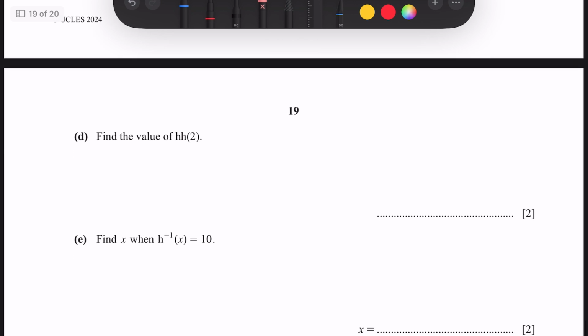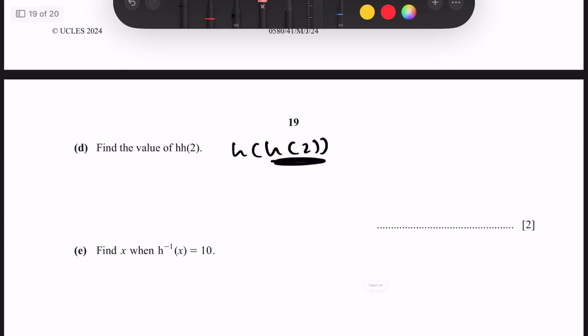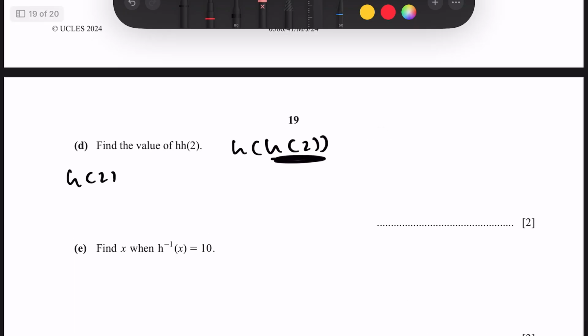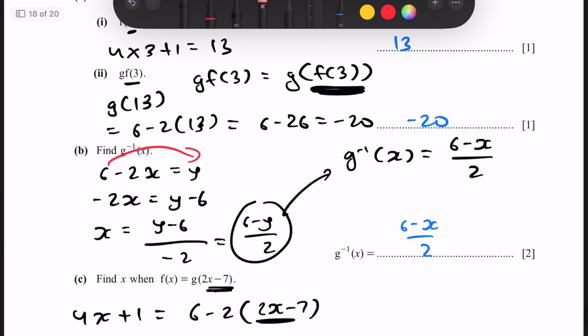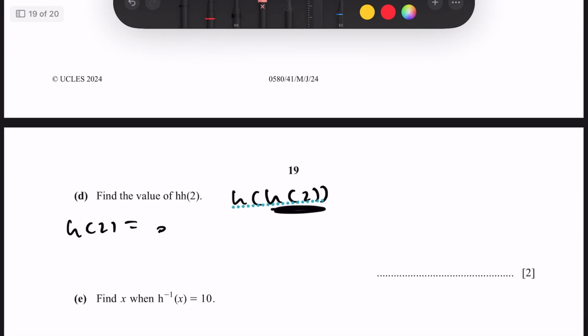Now (d) says to find the value of h(h(2)). Again, this would be equal to h(h(2)), where you sub the value of h(2) into h again to get the final answer. So if h(2) is equal to, let's see, h, what is h? 3 to the power of x minus 2. So since this is where x would have been, but we sub in 2 in this case, this is equal to 3 to the power of 0, which is equal to 1.